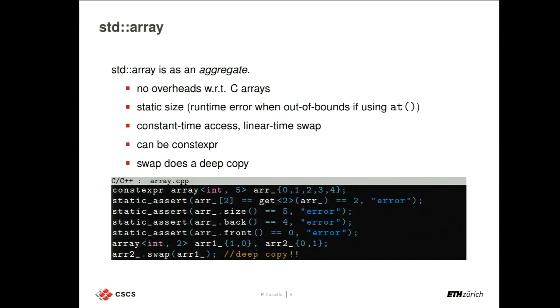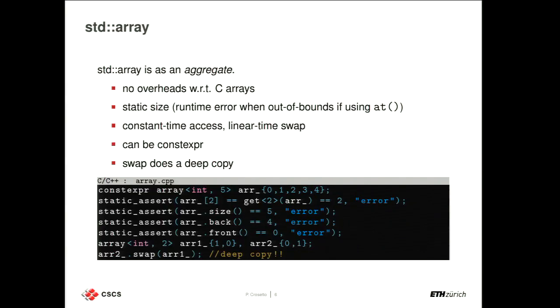Then it has constant time access. If you swap two arrays, it makes a deep copy of them, while for all the other containers, it just exchanges the pointer.